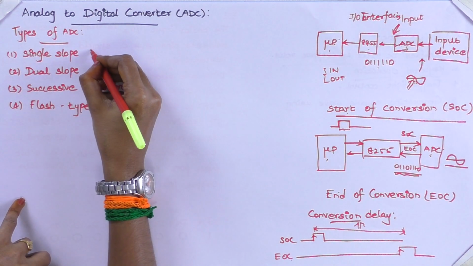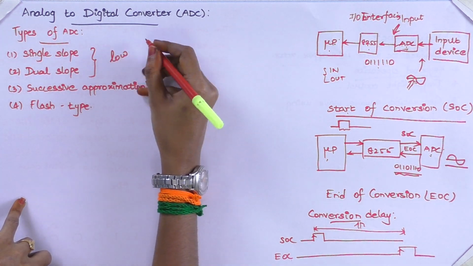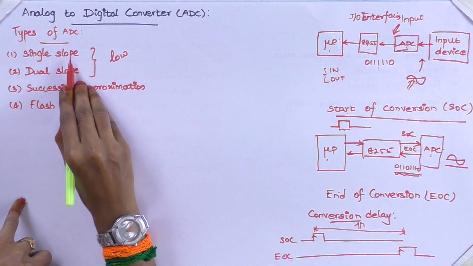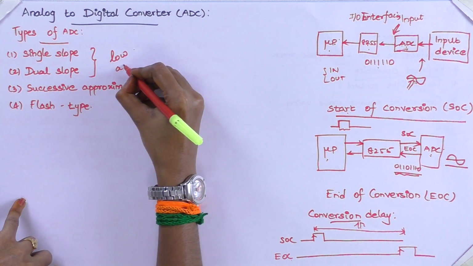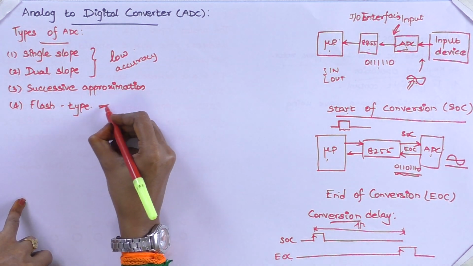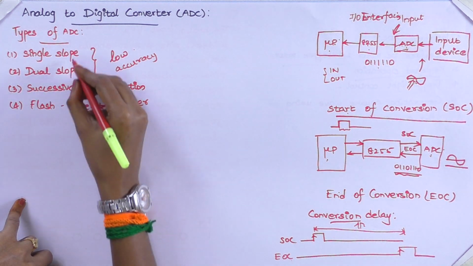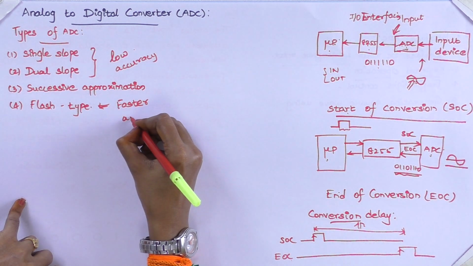Single slope and dual slope are slow conversion types. They perform a slow conversion, but they have more accuracy than other converters. The flash type is much faster than all of these, but its accuracy is low.